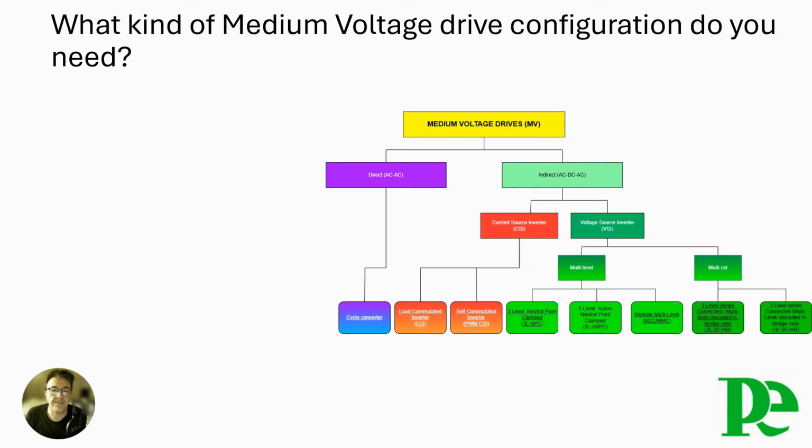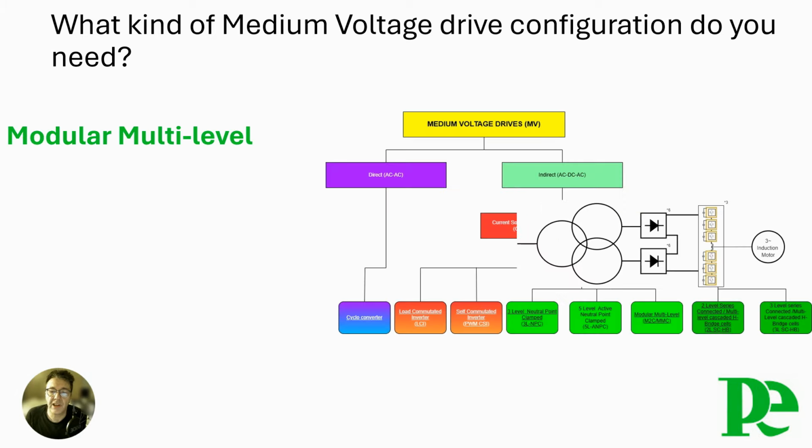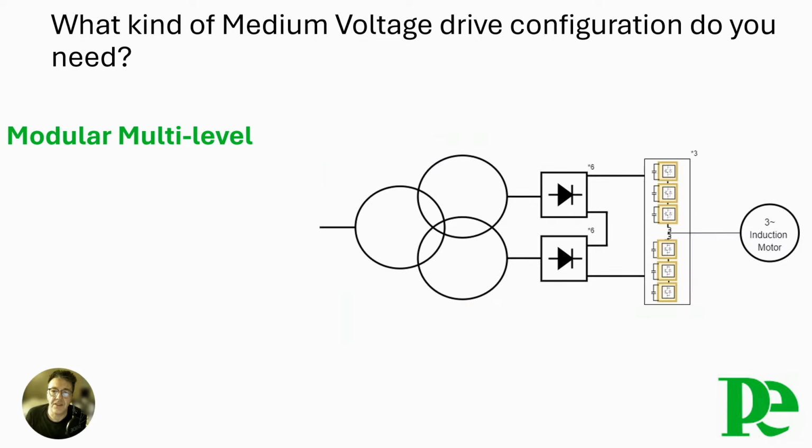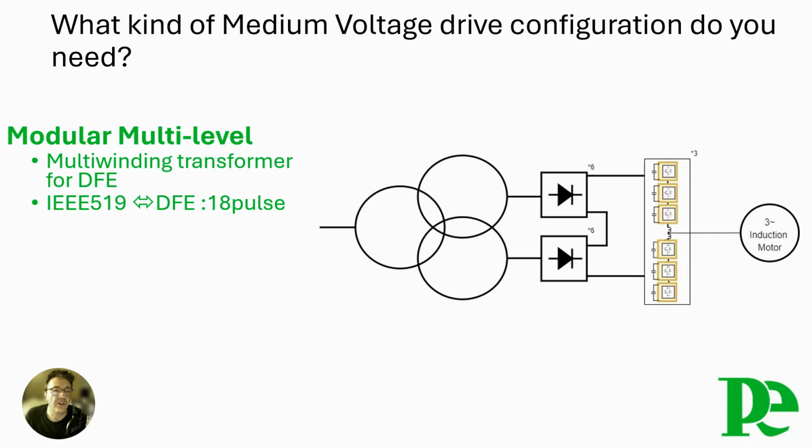Next in line is the modular multi-level inverter. The version with direct front-end DFE generally requires an 18-pulse multi-winding transformer to comply with IEEE 519. In the basic diagram of the modular multi-level inverter, you will notice that the centralized DC link capacitors in the DC circuit are no longer present.